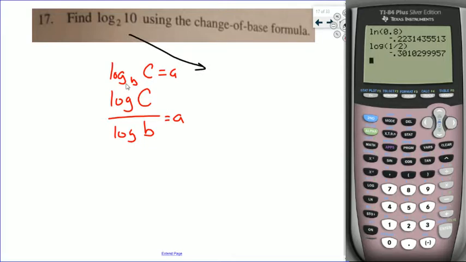we can rewrite this as log base 10 of 10 over log base 10 of 2. And that'll give us some number. Let's go over to the calculator and hammer it in.